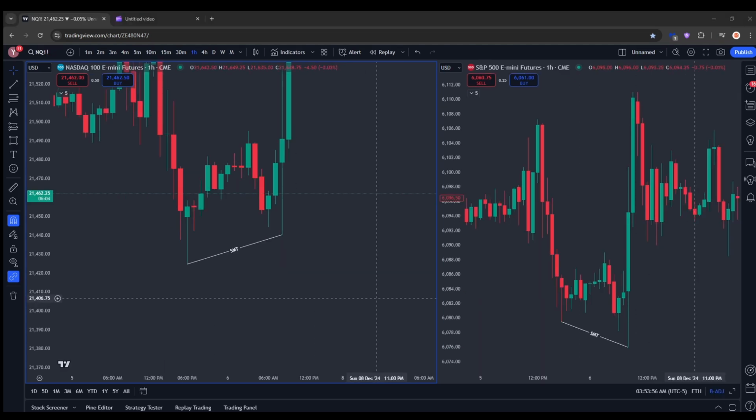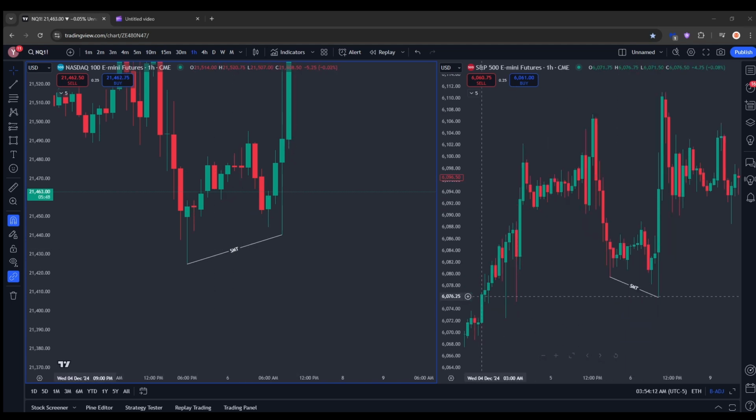Here we have a bullish SMT. Bullish SMTs consist of the other asset making a lower low. So over here we have ES making a lower low, while Nasdaq is making a higher low. This consists of making a bullish order flow.